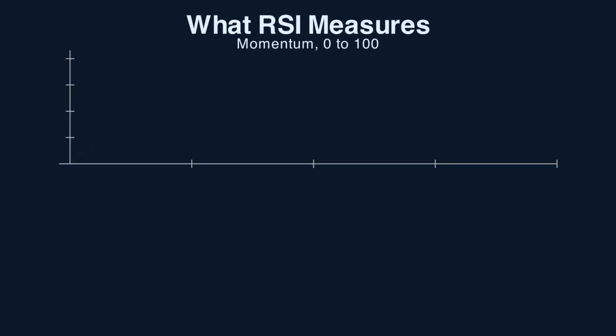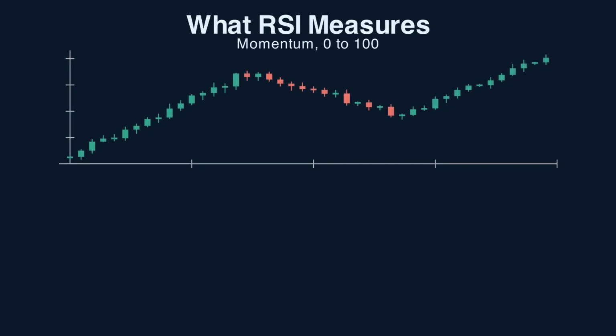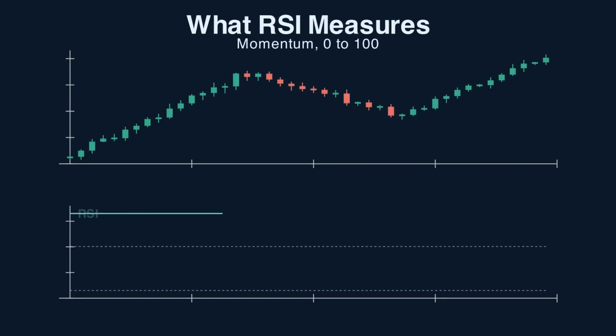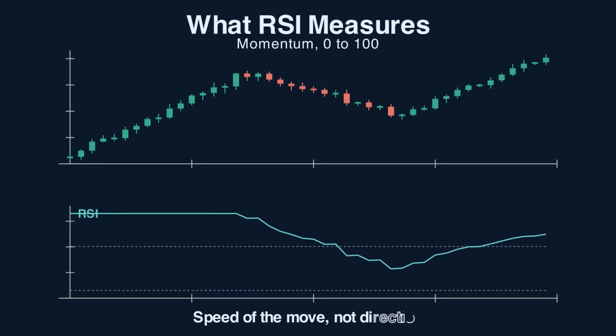RSI measures the speed and size of recent moves on a 0 to 100 scale. Above 70 is labeled overbought, below 30 oversold. But notice what it really tracks: momentum, not direction. A high reading means buyers have been aggressive, which in a trend is strength, not a reason to fade.